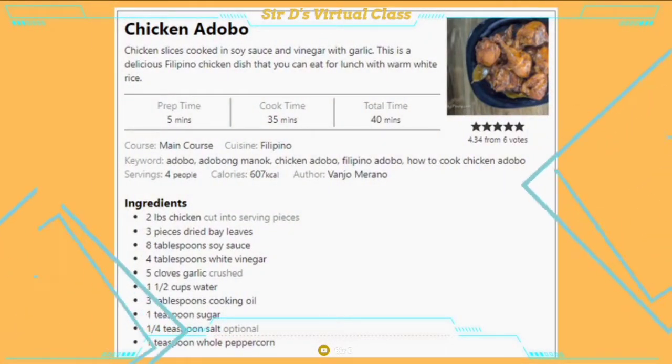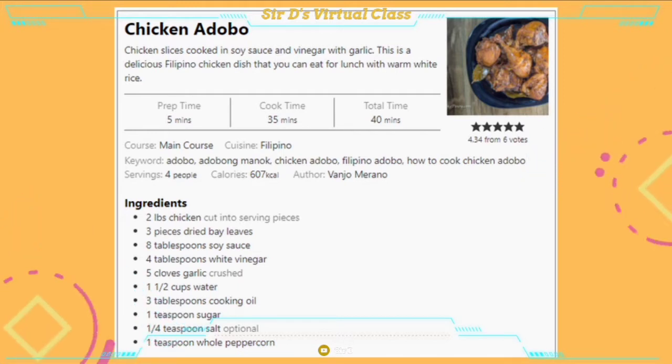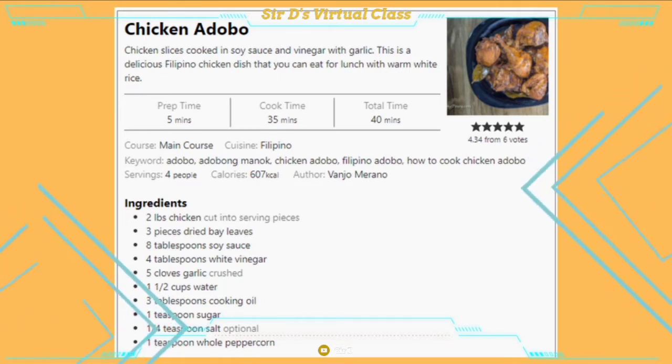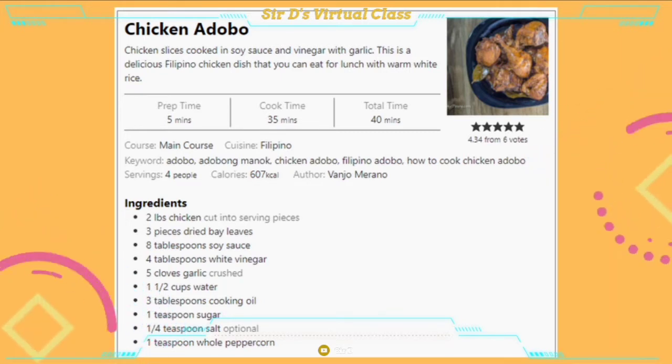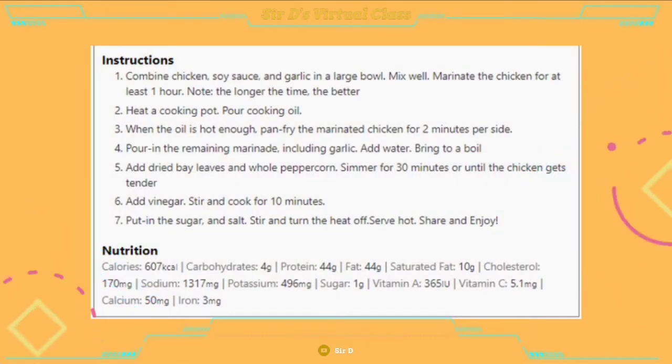We have here an example of a recipe. Our common Filipino dish, which is the chicken adobo. Look very well and analyze this recipe. What are the contents of this recipe? As you have observed, there are certain contents in our recipe that will really help us to achieve our favorite dish.